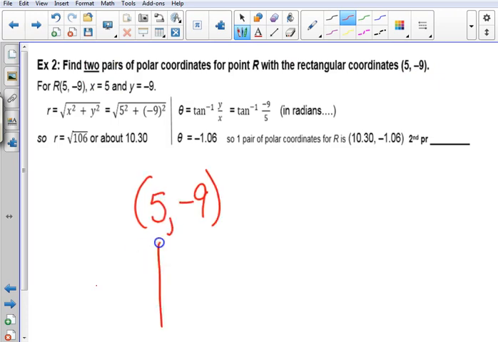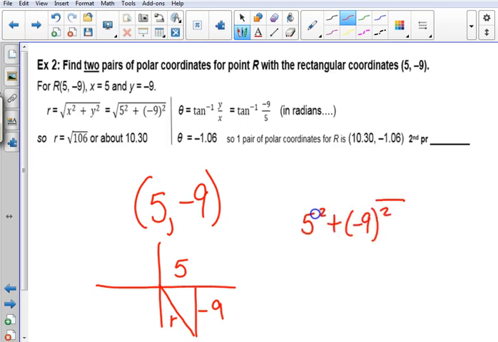Okay, I'm going to start by thinking about where that is. Over 5, down 9. Okay, so how can I find the distance out to there? Pythagorean theorem, that's the r. 25 and 81 is 106, square root of 106. Okay, or about 10.3.